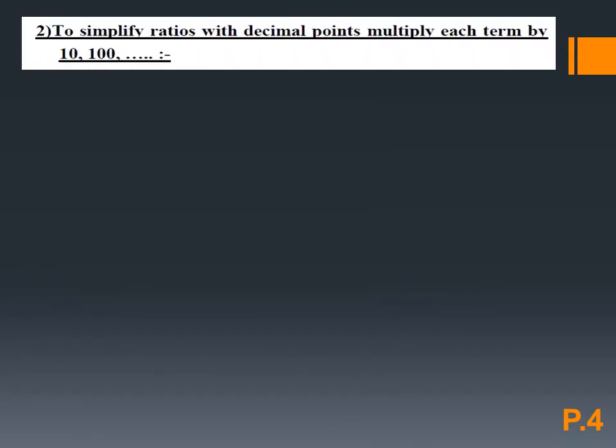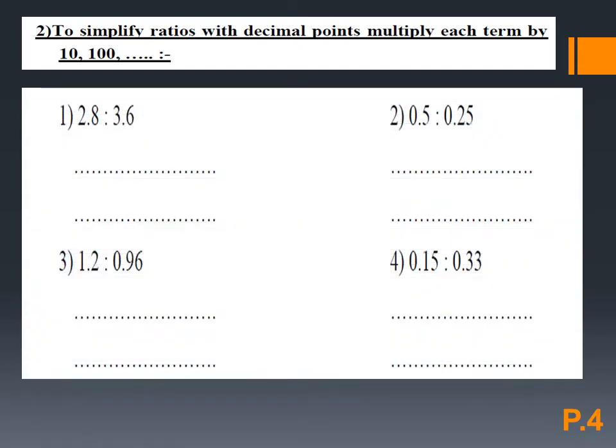To simplify ratios with decimal points, multiply each term by 10, 100, 1000 and so on. Here we have a ratio between two decimal numbers, but we said before that a ratio must be whole numbers. I need to convert these decimals to whole numbers first, then start to simplify the ratio. Check how many decimal places we have in each term. In the first term we have one decimal place, and the second term also has decimals. That means multiply the two terms here by 10.